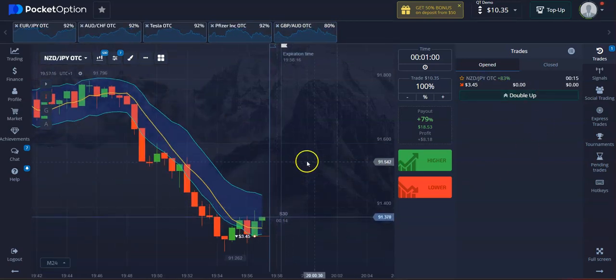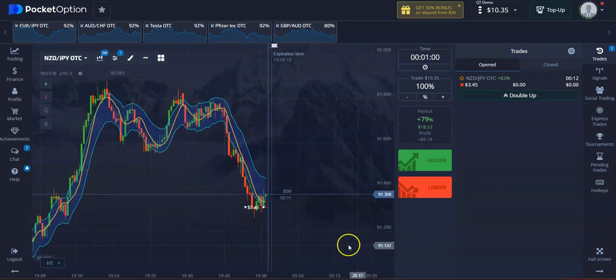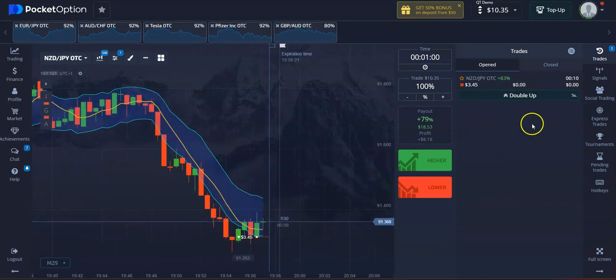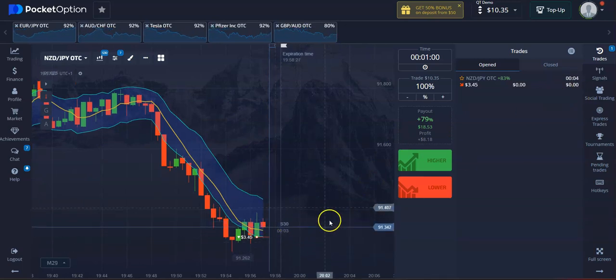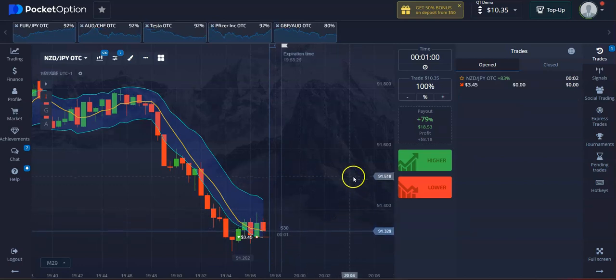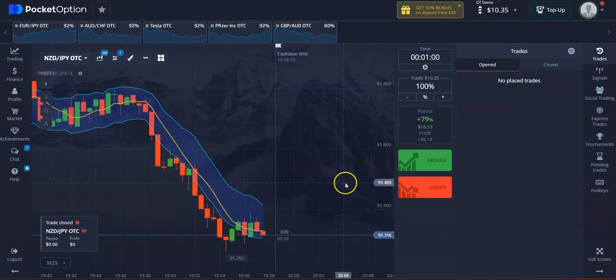Okay, we got 15 seconds. Seems like this one is going to reverse as well. And seems like it's going to be a losing trade. So 5 seconds. 3, 2, 1, and we lost it.